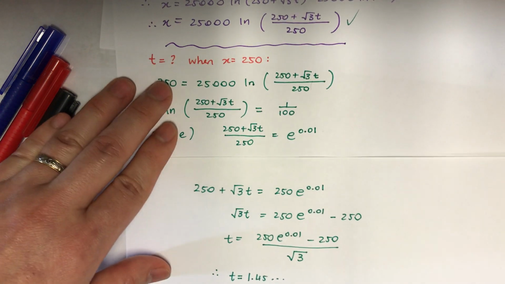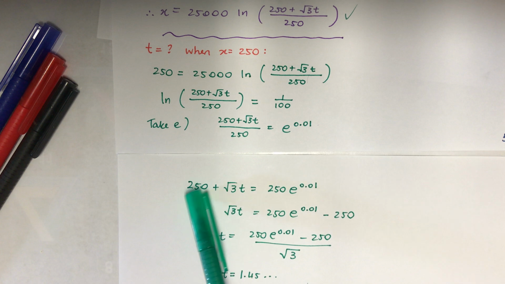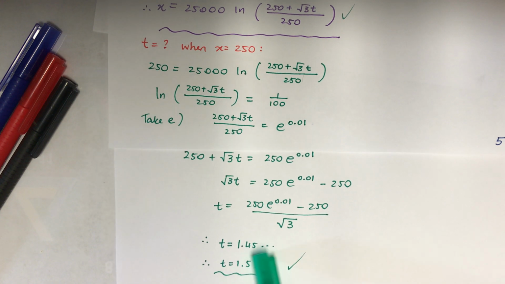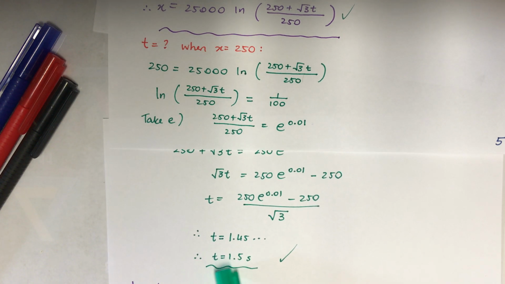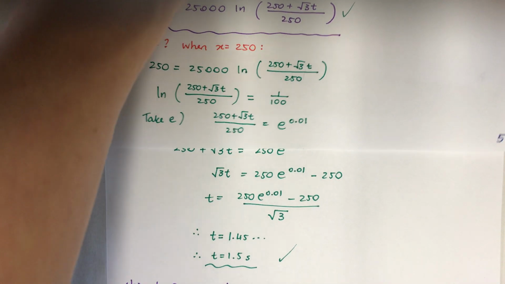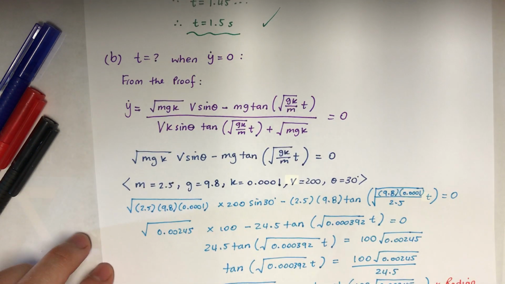Okay, so we do that, and I'll times by 250 on both sides, then take away 250, then divide by root 3, and put that in the calculator. I'll get roughly 1.5 seconds. So the cannonball to reach 250 will take 1.5 seconds. Well, that's not too long at all. So that's good. And then part B.